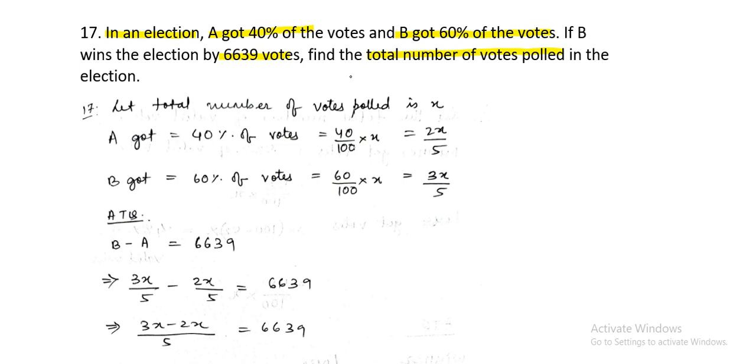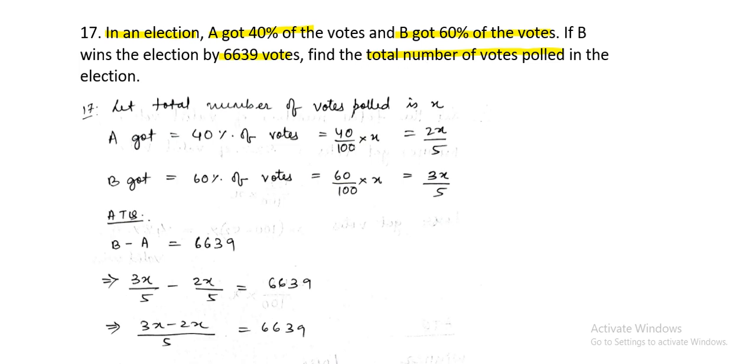Two candidates were standing. Candidates means like Congress and BJP. Suppose imagine that A belongs to Congress and B belongs to BJP. Then let us suppose that. Now A has got 40% of the votes and B automatically will get the remaining, that is 60% of the votes. Now B wins the election by 6,639 votes.